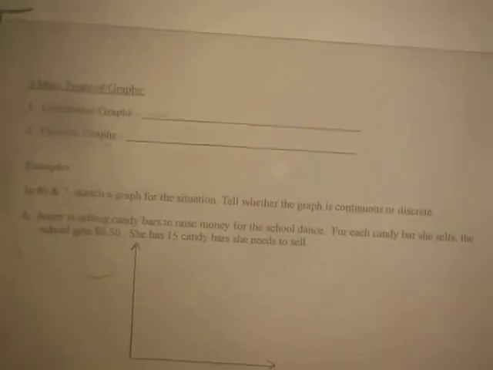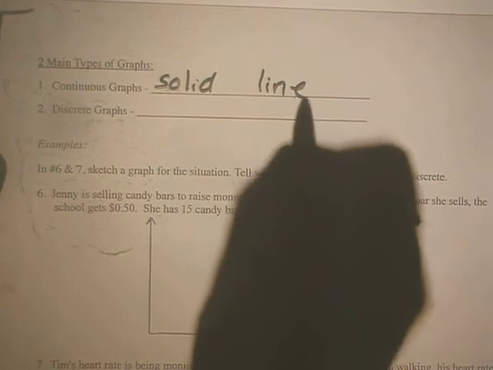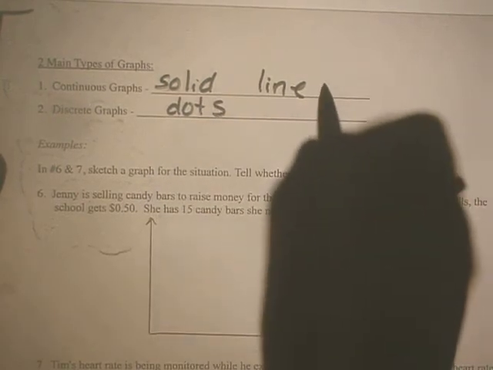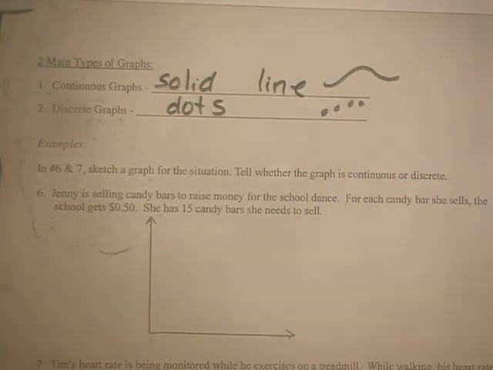On the next page, we have continuous and discrete graphs. Continuous graphs are solid lines, and discrete graphs are dots. So a solid line would go like this, and a discrete would be dots.